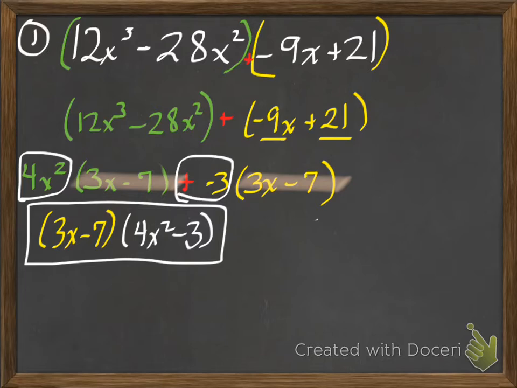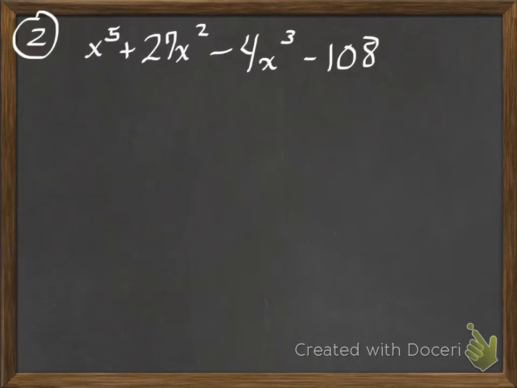Sometimes you stop pretty quickly. Sometimes you do have to keep going because some of these factors will factor again. And we're going to do one more just to show you where they factor again. So problem 2, we have x to the 5th plus 27x squared minus 4x cubed minus 108. So step 1, split into 2 parentheses.